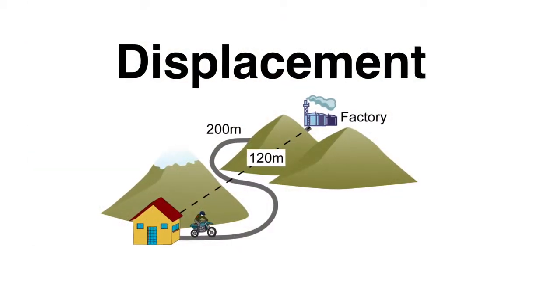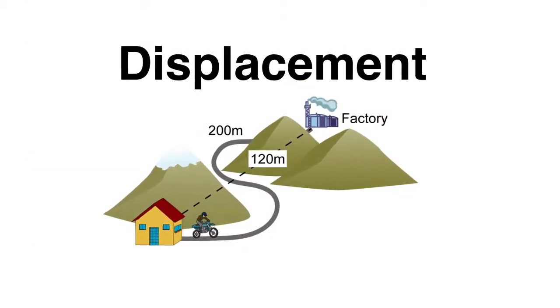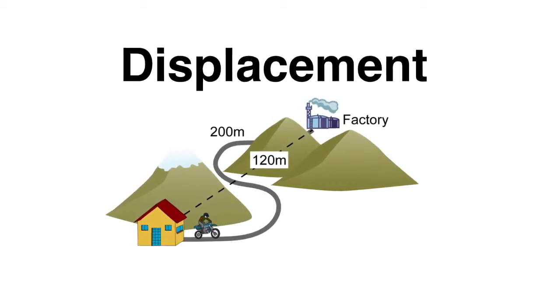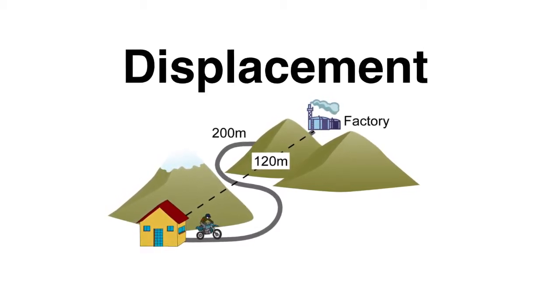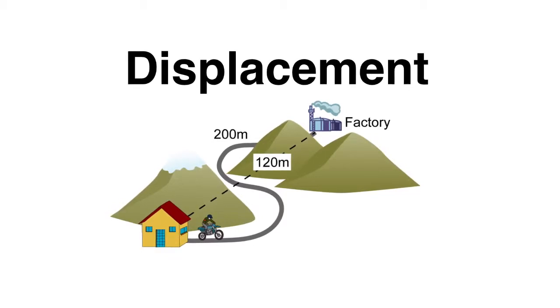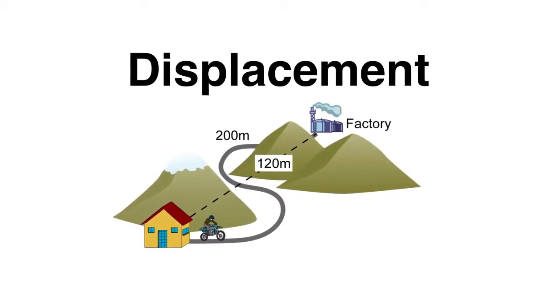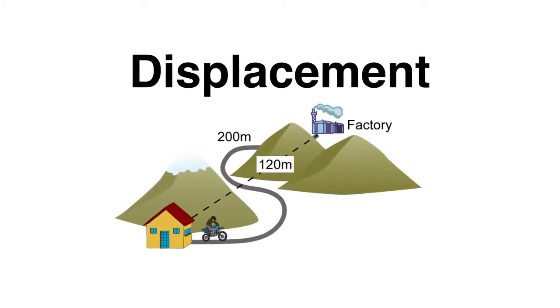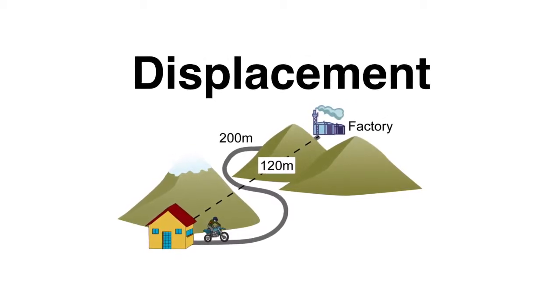The other concept we call displacement is defined as the difference between the initial position and the final position of an object. And we measure this as a straight line distance between those 2 points.